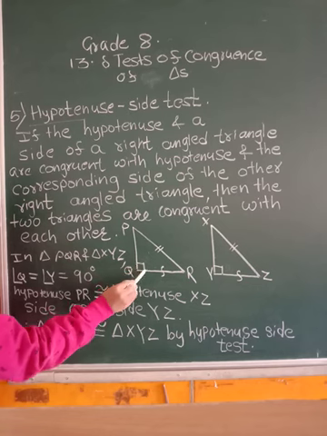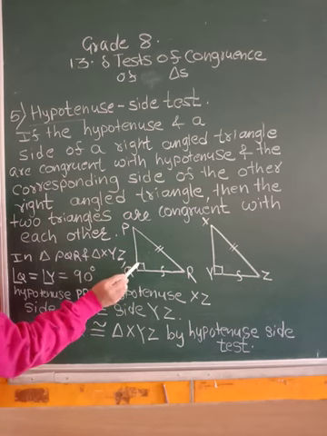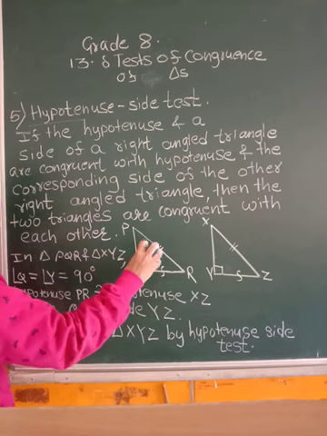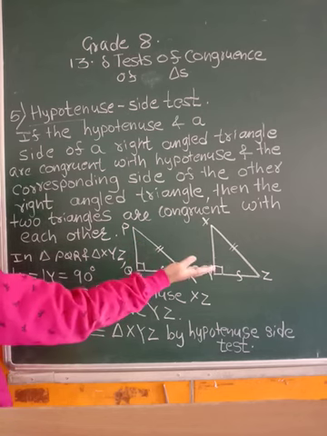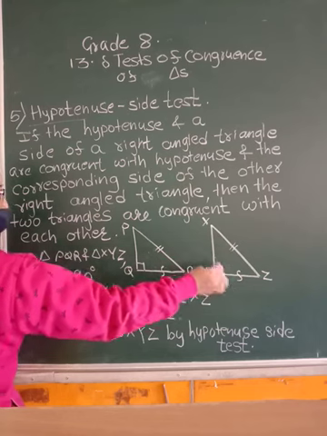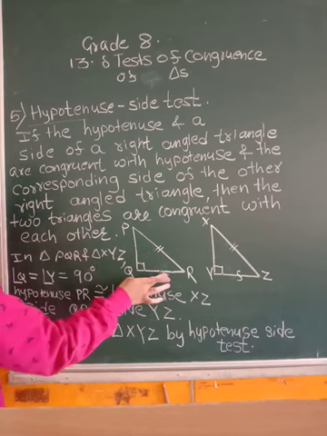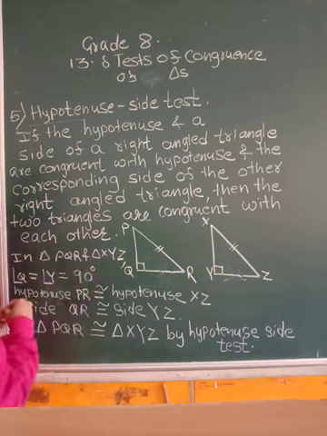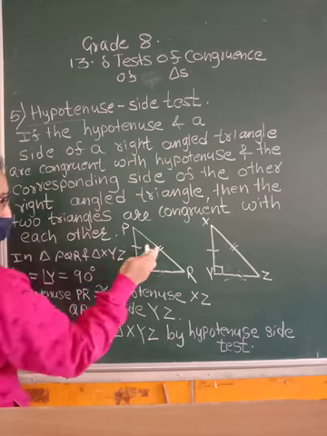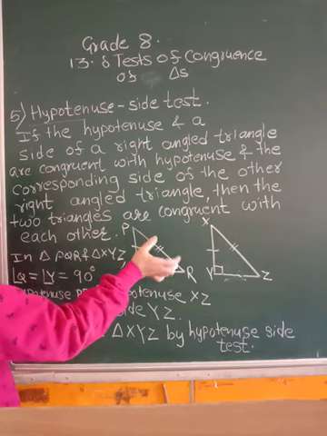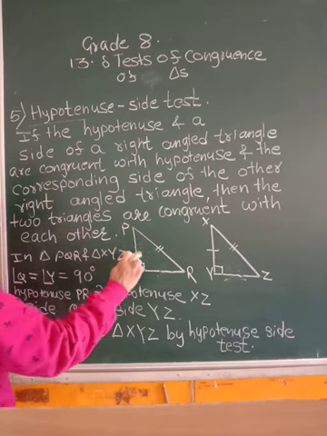Why have I shown this 90 degrees sign? It is to specify that it is a right angle triangle, because this test is applicable only to right angle triangles. So one hypotenuse and one side of one triangle should be correspondingly equal to the hypotenuse and one side of the other triangle. Now this side can be either this or this. If this is not there, for example, and it is like this, then this is also hypotenuse side test, doesn't matter. There should be one side and one hypotenuse, but it should be the correspondingly equal side.